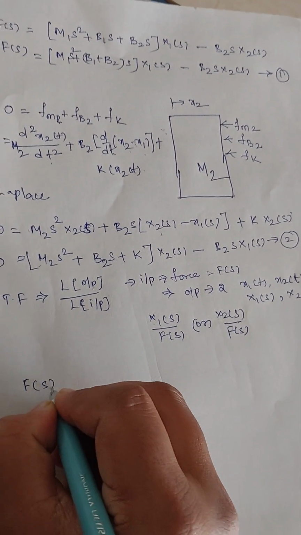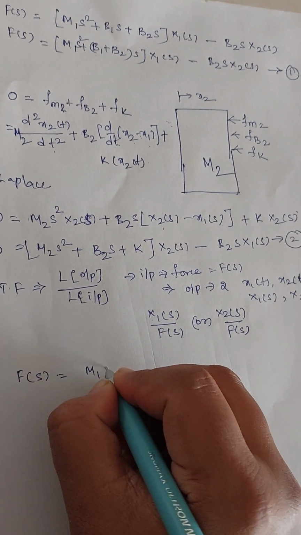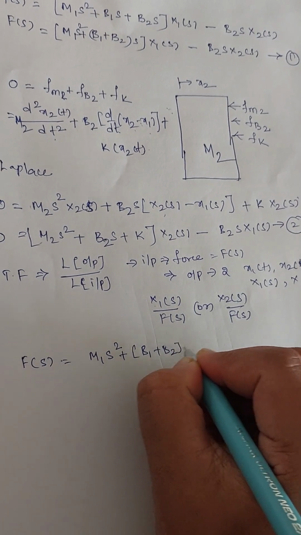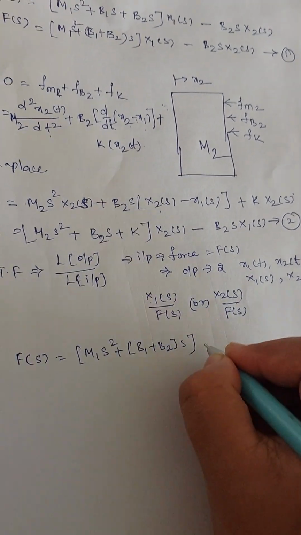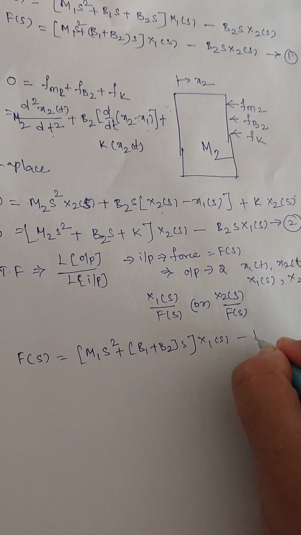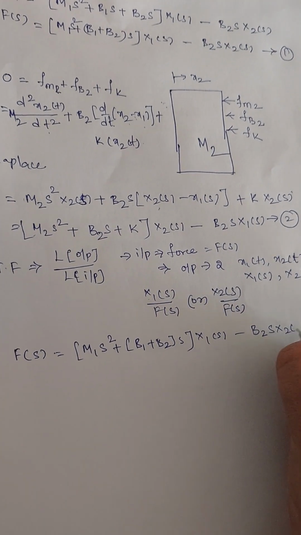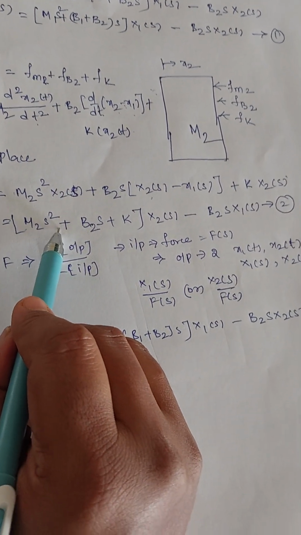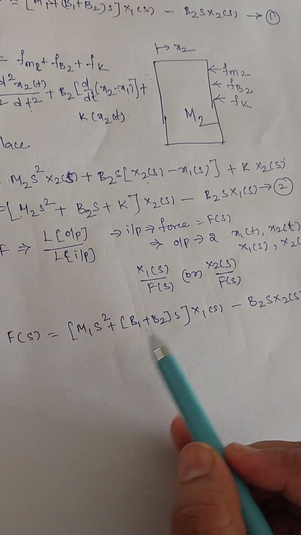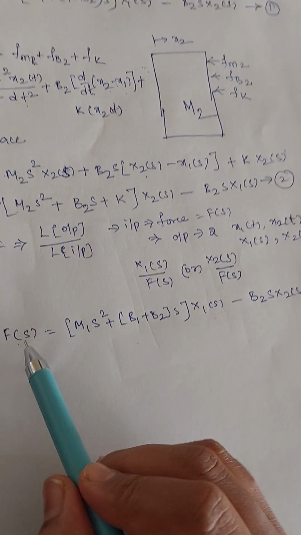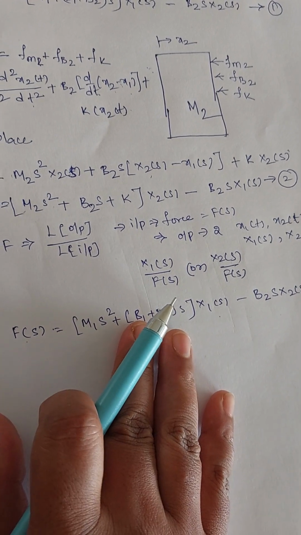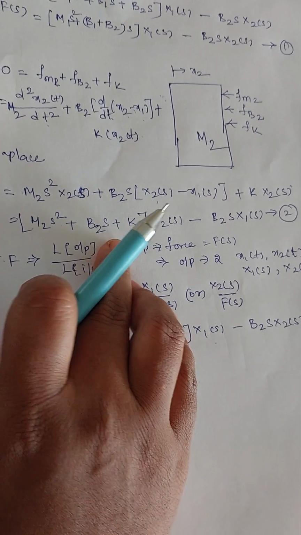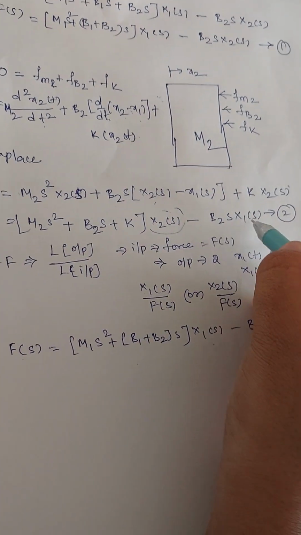Now see here, the f of s equation was given by m1 s square plus b1 plus b2 into s of x1 of s minus b2 s x2 of s. Next the second equation was this equation. We have to write the equation in terms of x1 and f of s. So we are not going to disturb equation 1, and we are going to take equation 2 and write x2 in terms of x1.